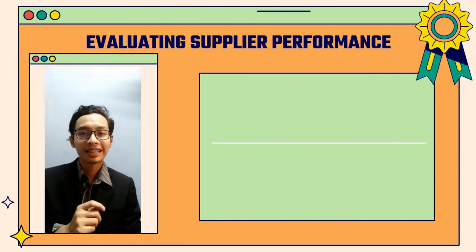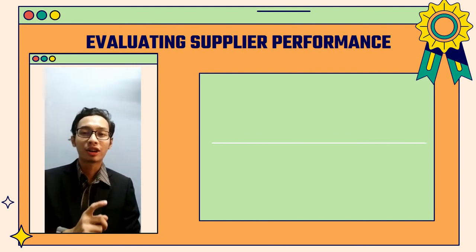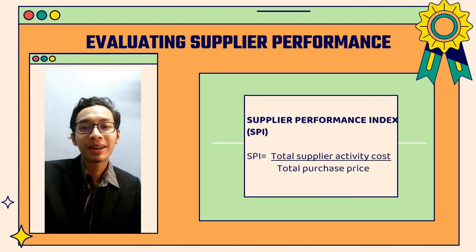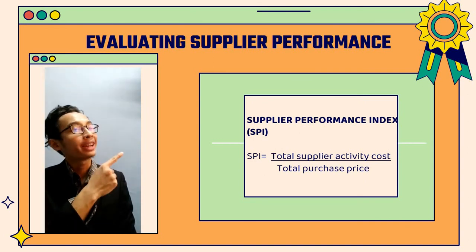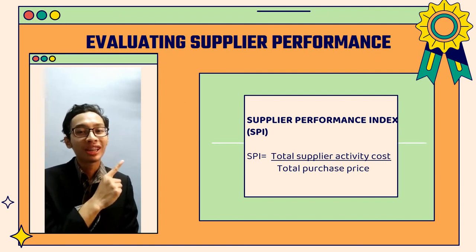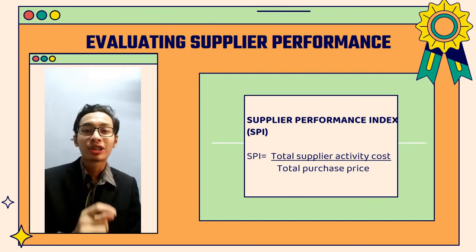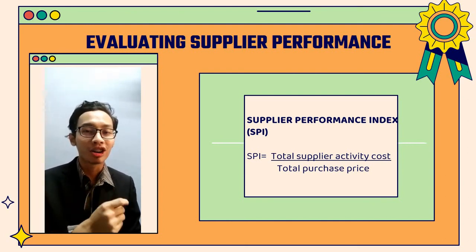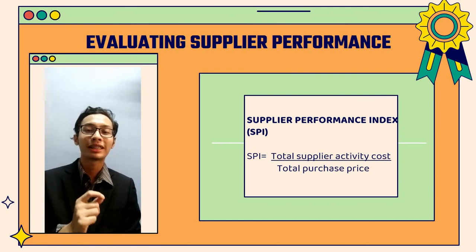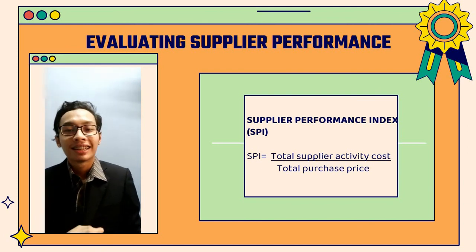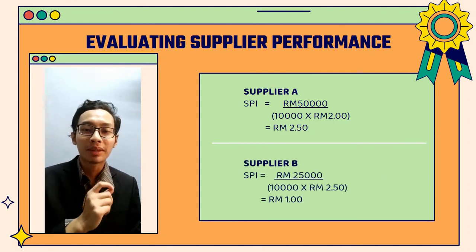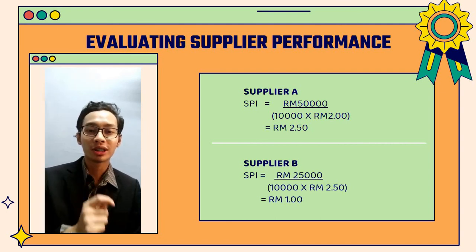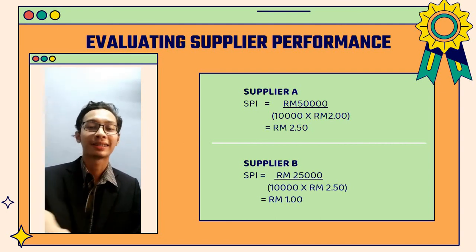So how do we evaluate supplier performance? The supplier cost can form the basis for evaluating supplier performance. For example, we can use the supplier performance index. This is the formula of the supplier performance index. To calculate it, we take the total supplier activity cost and divide it by the total purchase price. As we can see, the index for supplier B is lower than supplier A. This proves that supplier B is more cost effective than supplier A.